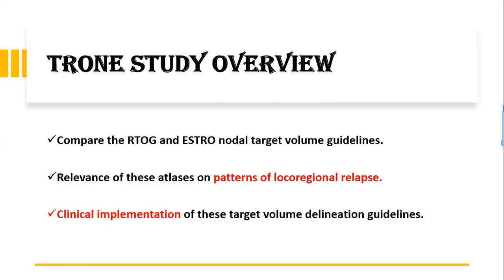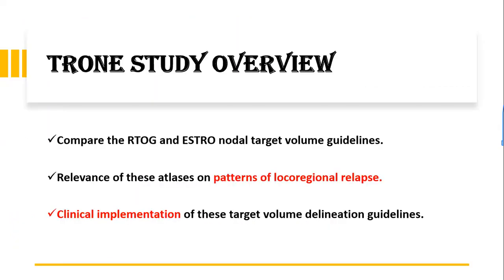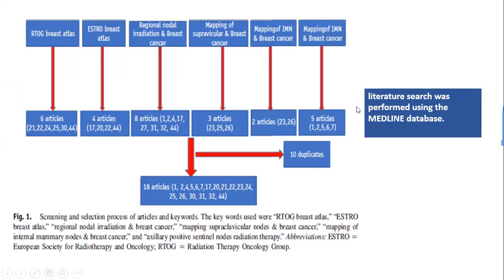Along with it, I would like to discuss one more contouring guideline, the RADCOM guidelines. This study was formulated as follows: first a literature search was done in the Medline database, and they selected 18 articles. All these 18 articles are basically the RTOG atlas and the ESTRO atlas and the mapping of the nodal regions, that is supraclav, IMN, and the axillary lymph nodes.